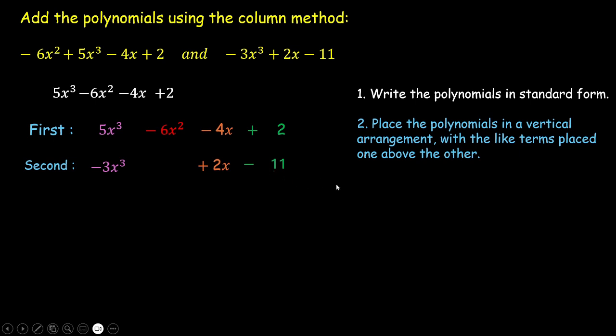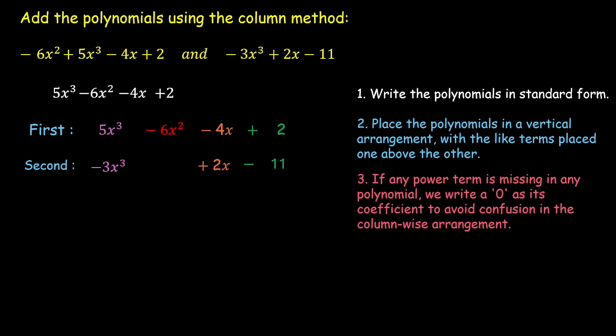Now, look at the third step. This will make more sense in this example now. The term which is missing: in the second polynomial, there is no term of x². So, what we can do is we can just write +0x². Since 0 into x² is 0, we are just adding 0. We aren't making any change in the polynomial. Since this becomes easy to calculate now, let us do the addition.